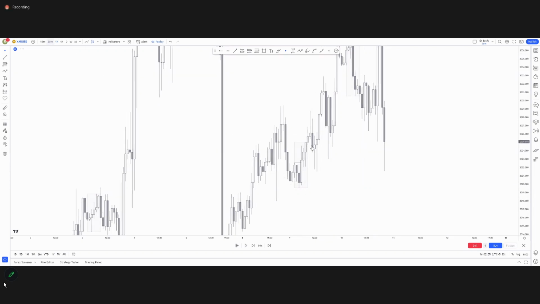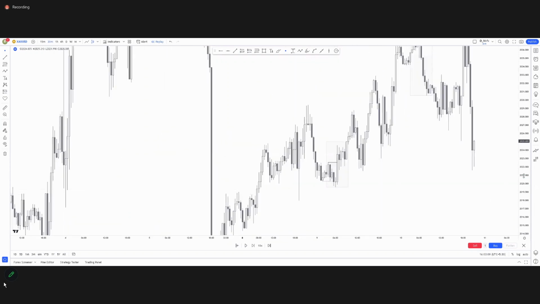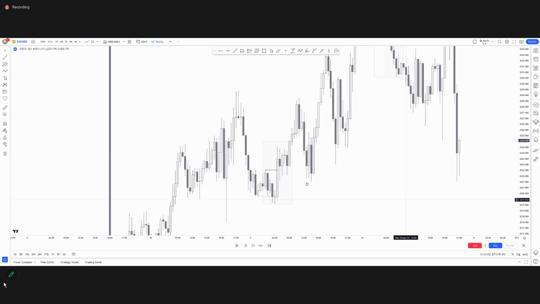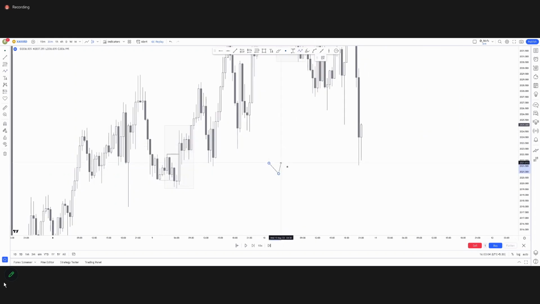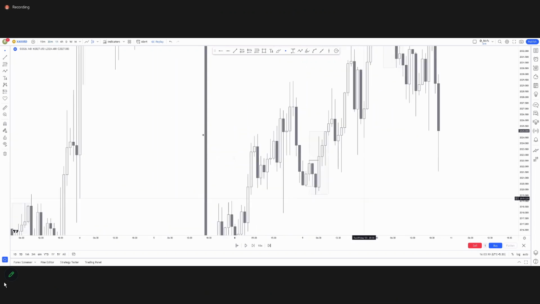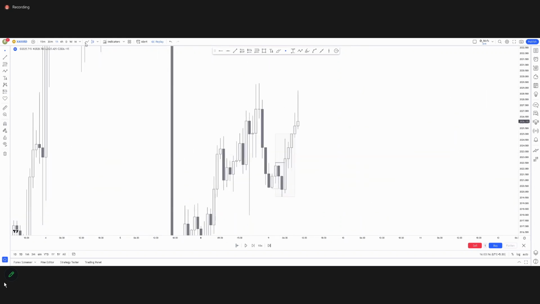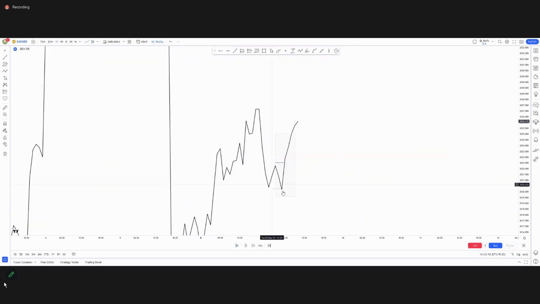Now I'll go to the 30 minutes time frame, because our trading range should look something like this. If I go to the 1 hour time frame here, I'll bar replay it. We have a strong low. Go to the line chart here. This comes from the line chart actually.